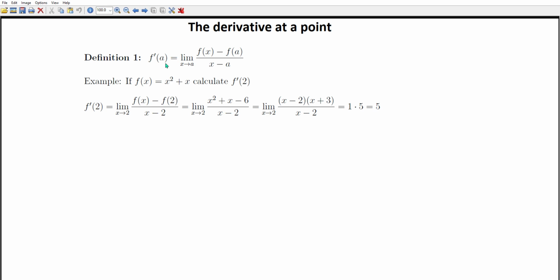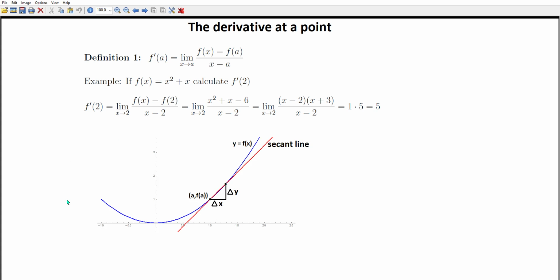This definition is not the definition that we will use most of the time. So I want to show you a second definition that's equivalent to this one, but is in certain cases easier to use.